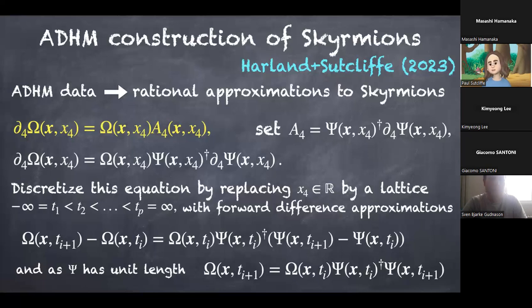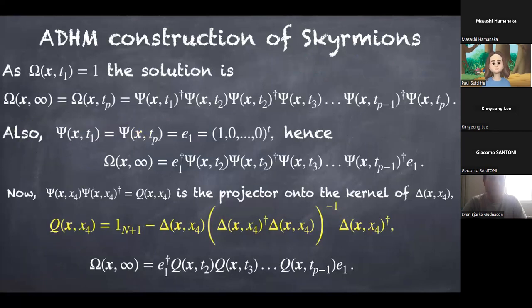And since we start right at minus infinity with omega being 1, the identity at minus infinity, and you want it at plus infinity, you're just multiplying on the right by a load of psis. So the thing that we want, as written here, the omega at plus infinity, is just a product of loads of psis and psi daggers at these lattice points.